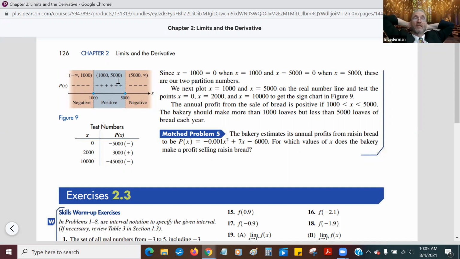Anyway, that is the end of section 2.3. It's been loads of fun.